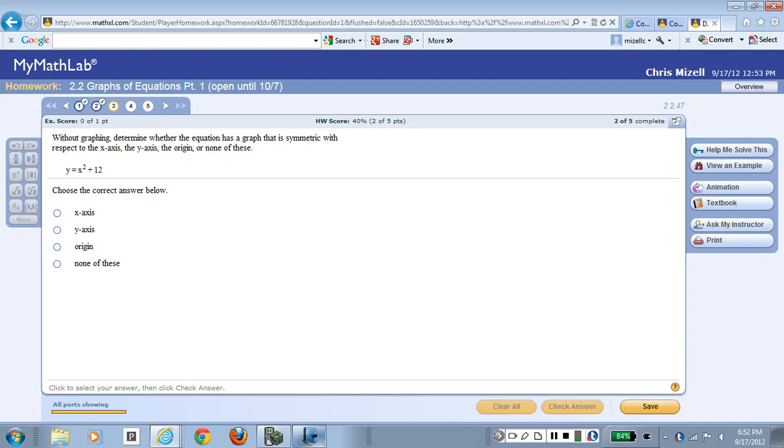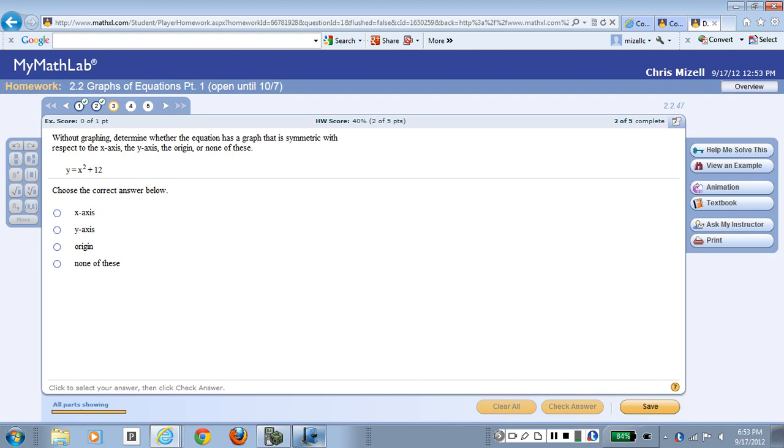Again, without graphing. Okay, determine whether the equation has a graph that's symmetric with respect to the x-axis, y-axis, origin, all of the above. That's not one of the options, I guess, but in general it could be. An equation could have a graph with symmetry about all three of these. None of the above is the other option.